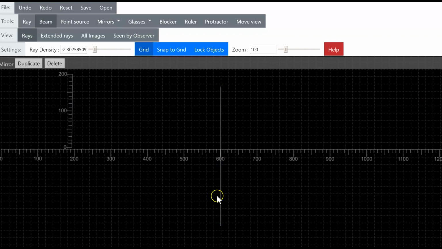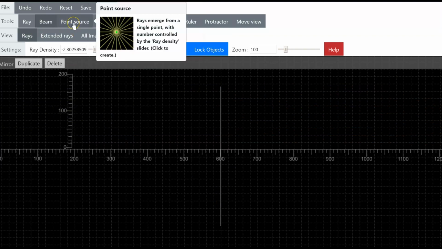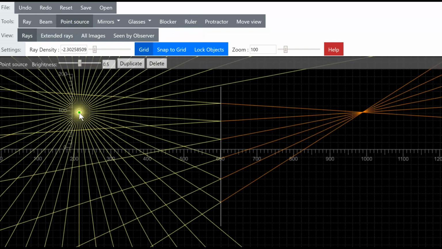So for part 1, I have a segment or plane mirror. If I select a point source, then I could talk about the location of the object versus the location of the image, and then go through part 1 and answer those questions.